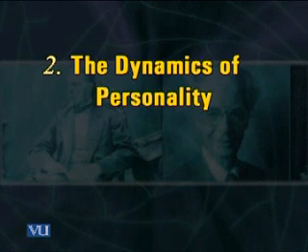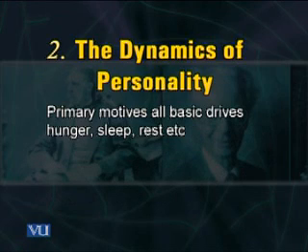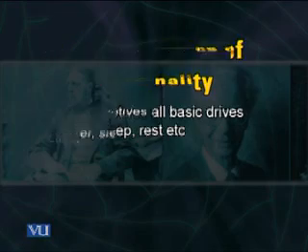Second important concept, the dynamics of personality. Now, for Dollard and Miller, motives are very important, and a detailed discussion related to motives and how they work is given in their theory. Basically, there are primary motives. All our basic motives, primary motives, are the basic drives such as hunger, thirst, sleep, rest. These are all the primary motives, basic drives that are there within an organism, within an individual.